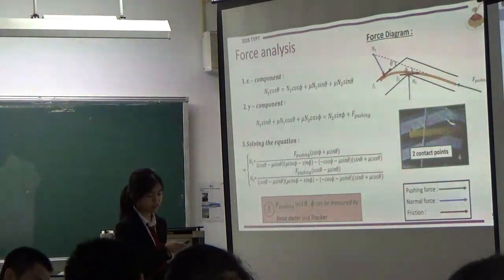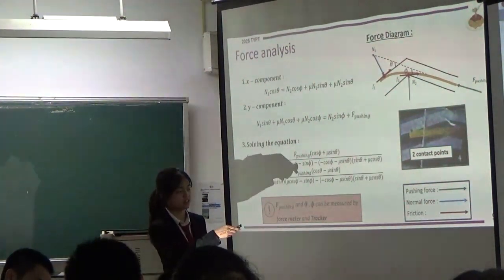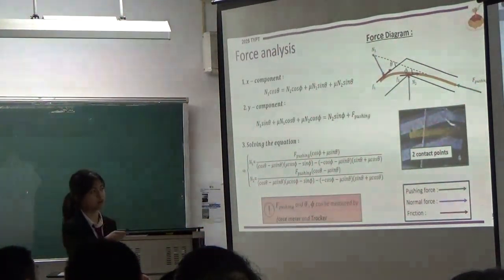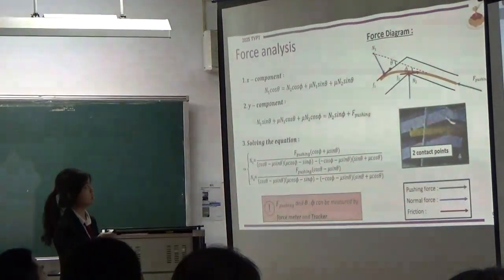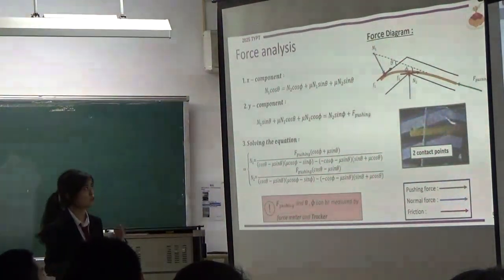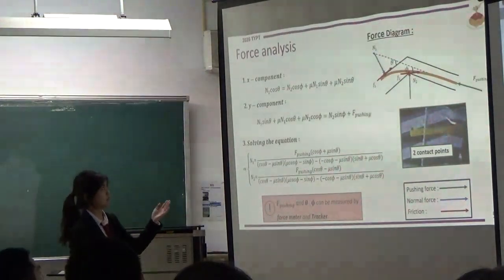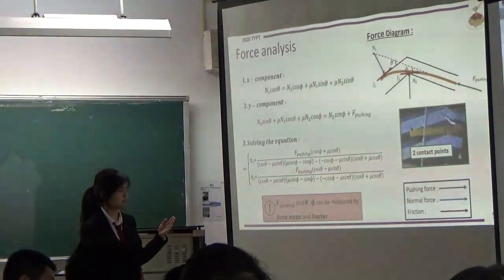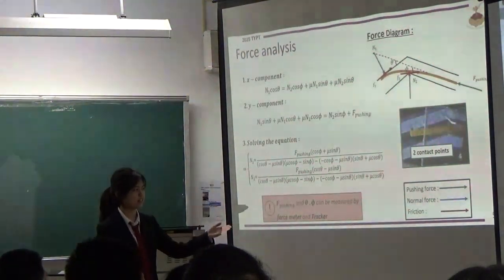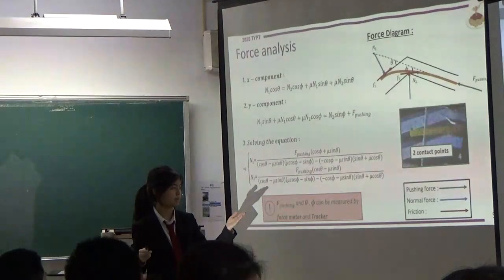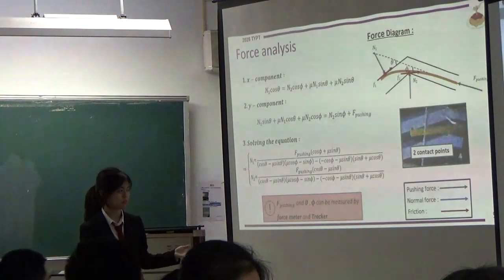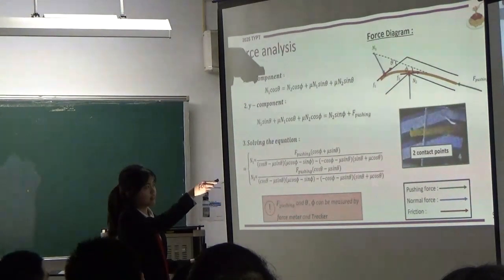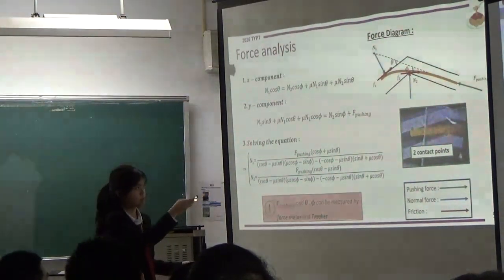Since we already know there are only two contact points between the spaghetti and the tube, we can analyze the normal forces N1 and N2 by splitting them into two components, the x direction and the y direction. And we can get the pushing force, theta and phi, which can be measured by the force meter and tracker, which is right here. The theta is here and the phi is here.